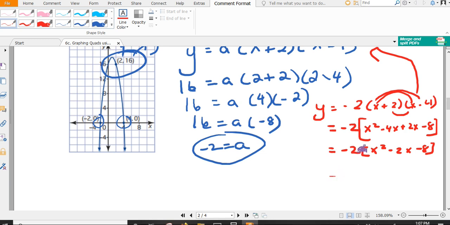And all I need to do now is expand the negative 2 in to give me negative 2x squared plus 4x plus 16. And that's in standard form. Done.